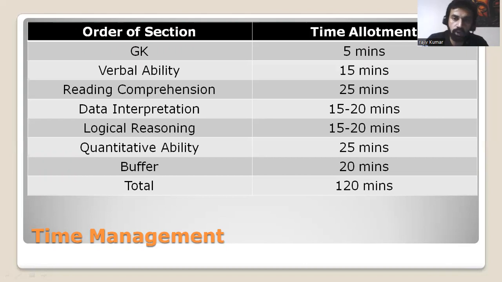Because either you know or you don't know. You cannot solve there. So put your 5 to 10 minutes in that. Verbal ability, put nearly 15 minutes. Reading comprehension, yes, 20 to 25 minutes, because you have long RCs in that. Then a DI, 15 to 20 minutes. Logical reasoning, 15 to 20 minutes.